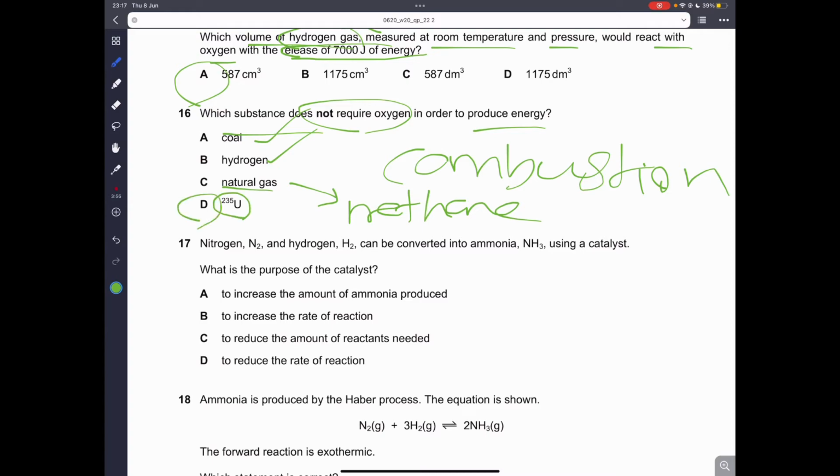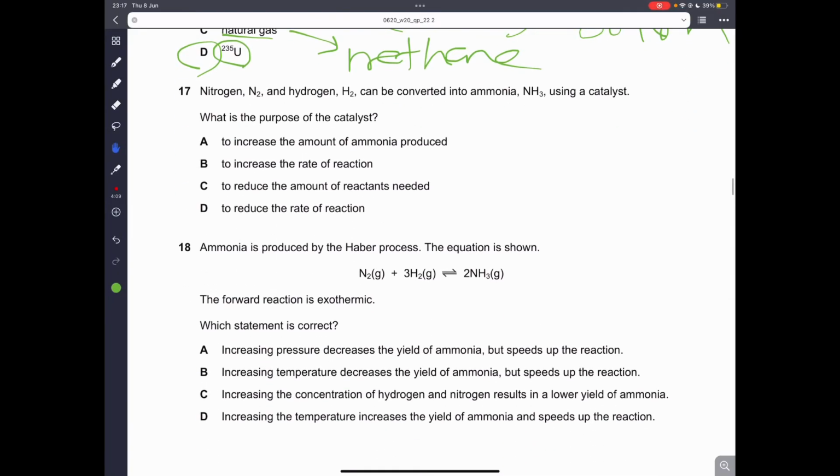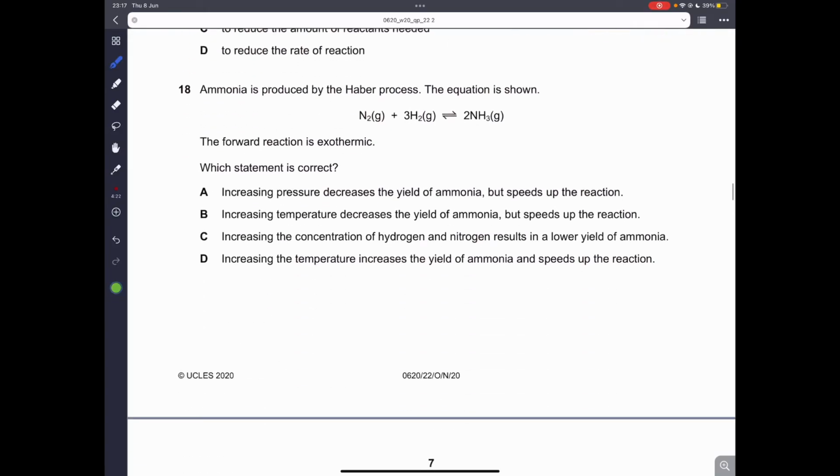However, uranium does not require oxygen to produce energy. It relies on the splitting of the atomic nuclei to produce energy. Okay, question 17. Nitrogen and hydrogen can be converted into ammonia using a catalyst. What is the purpose of the catalyst? Remember, when you see the word catalyst, it is always to increase the rate of reaction. Therefore, B is the correct answer.